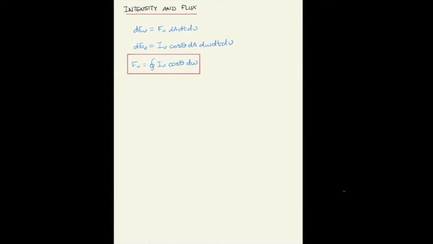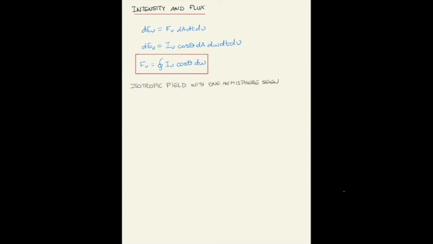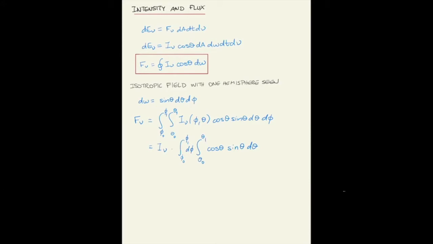Now for an isotropic field where the intensity does not depend on direction, and we can only see one hemisphere, then we can evaluate this integral, remembering that the infinitesimal solid angle is sine theta d theta d phi. So this integral is... Now, if the intensity is isotropic, you can take it out of the integral, and this becomes simpler. If you see the full hemisphere, then you're seeing phi from 0 to 2 pi, and theta is going from 0 to pi over 2. So the flux is integrated in solid angle. That means that the directional information is eliminated.